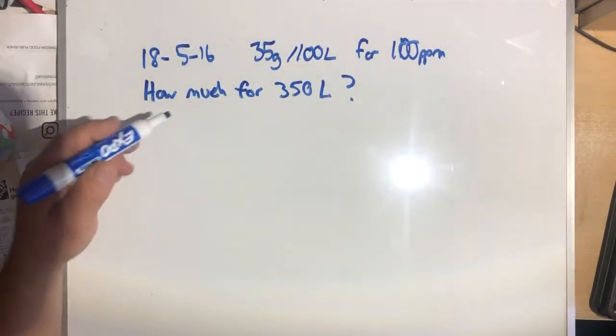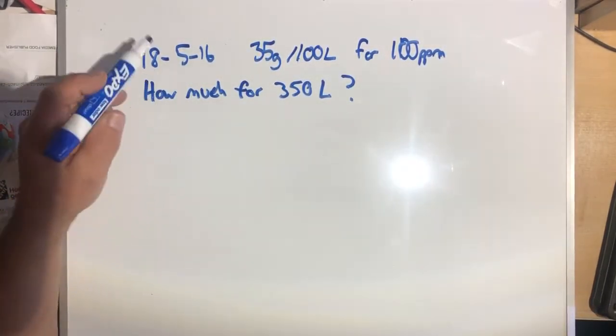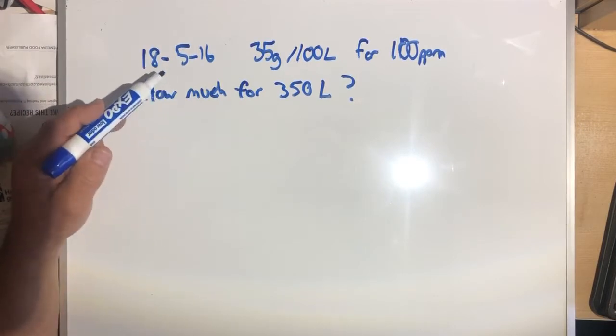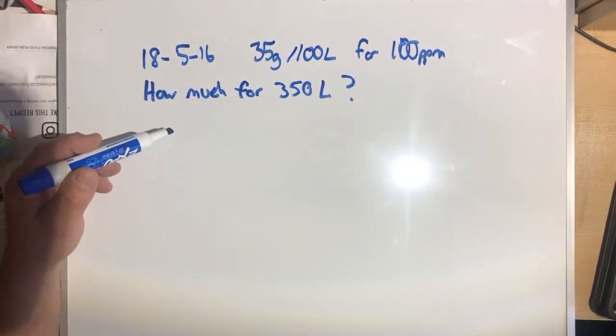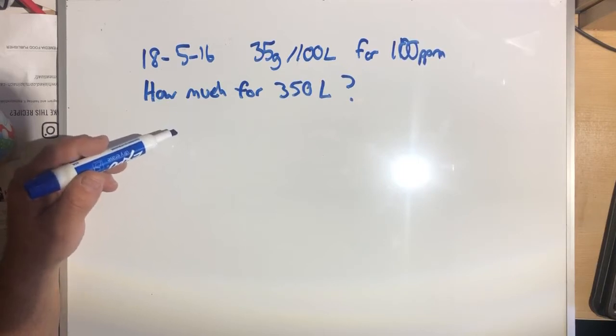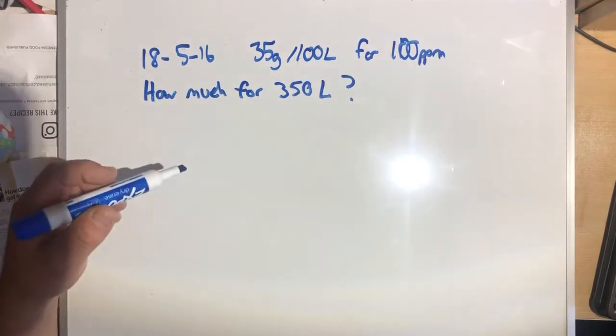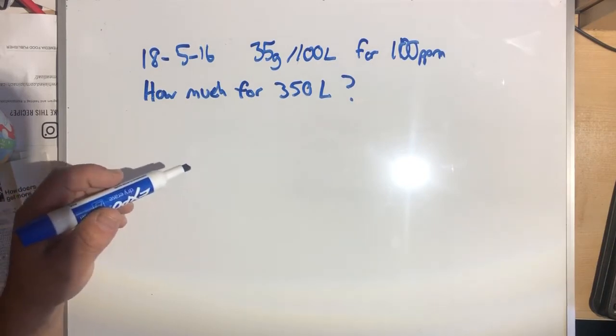Okay, so on this question, the fertilizer is 18-5-16 and it's 35 grams per 100 liters to make 100 ppm. So how much for 350 liters? Now, I'm going to create a ratio here.